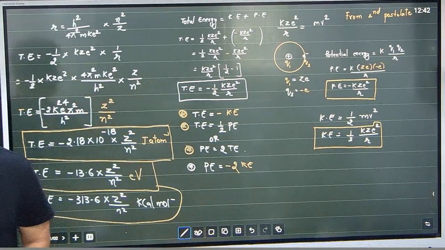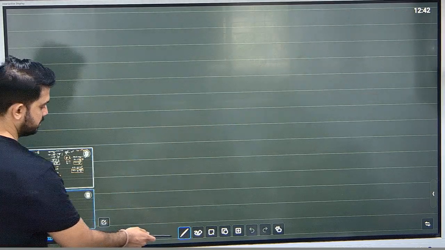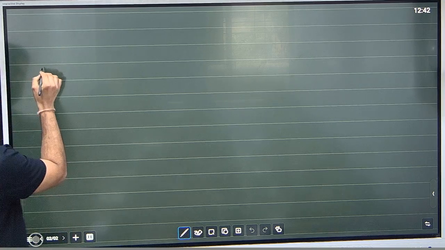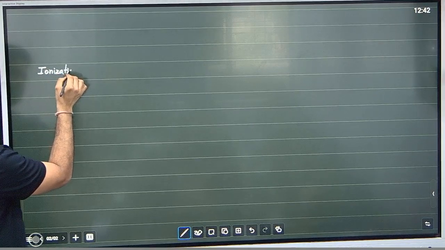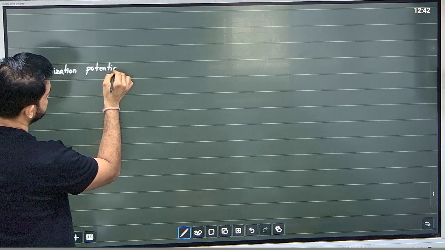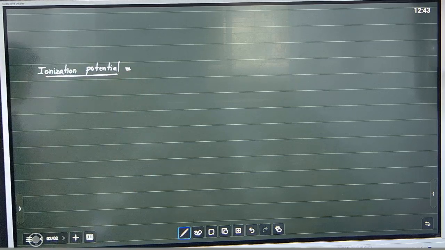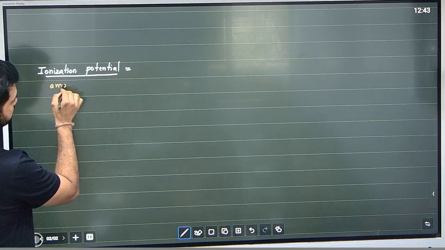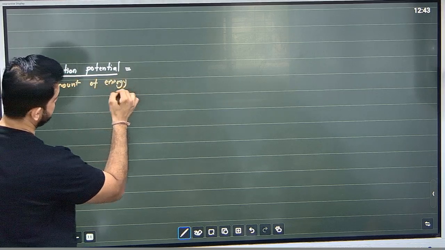Okay, now let's continue with the next postulate. Next is, this is not exactly a postulate, but ionization energy or ionization potential. Come on, can you people define for me what is IP? The amount of energy required to remove an electron from the outermost shell of an isolated, neutral gaseous atom.